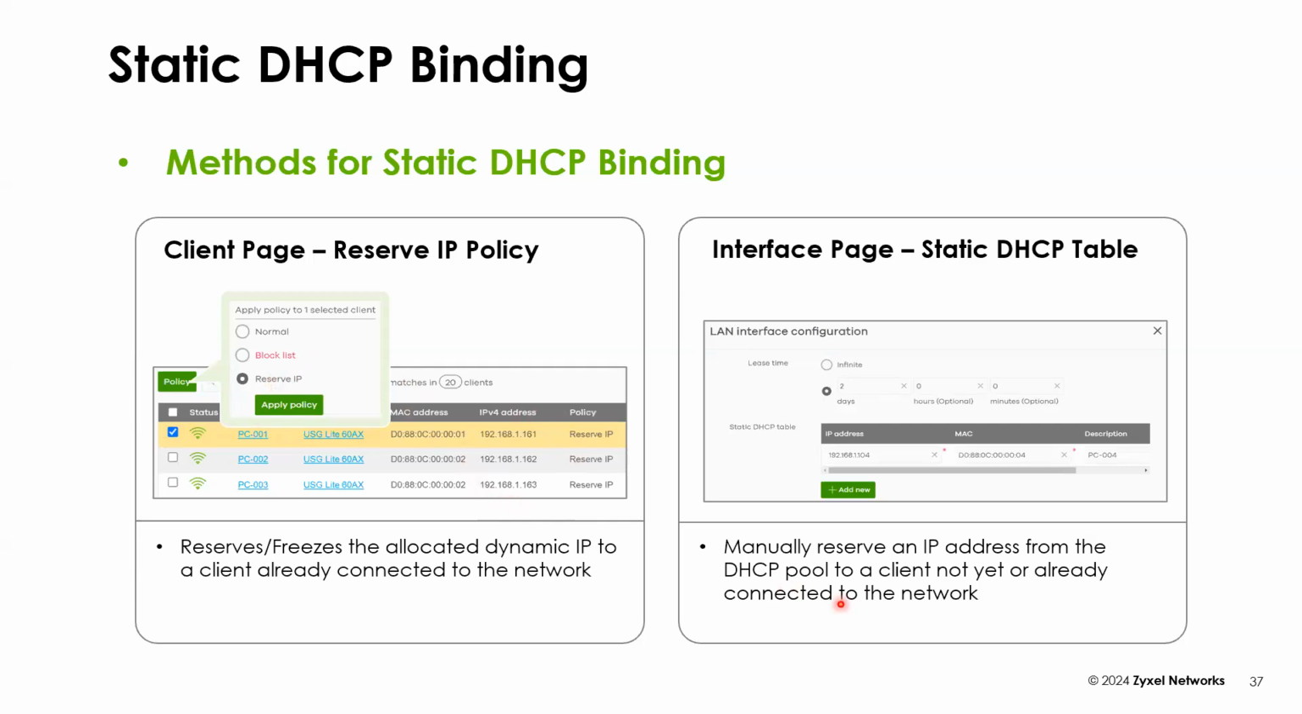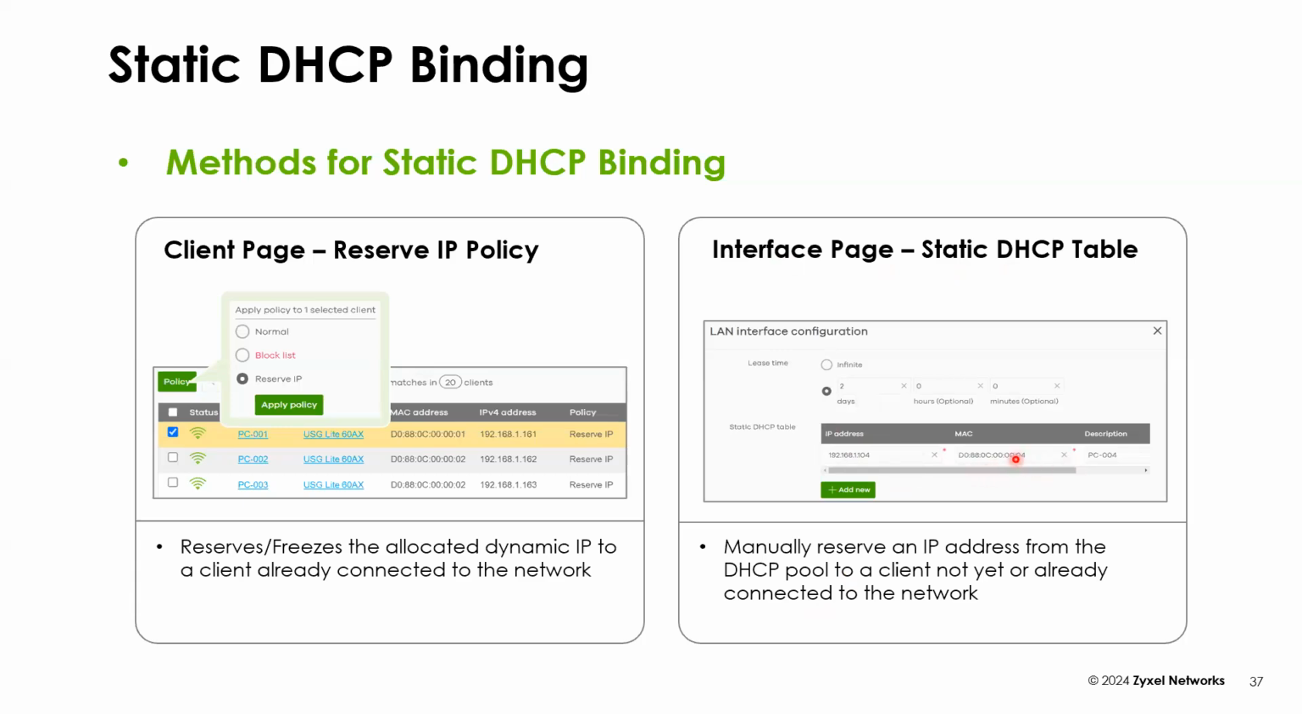So if you want to manually be able to specify a specific IP address for a specific device, instead of using the client page and the reserve IP policy, you go to the interface page for your USG Flex or your USG Lite, and then choose the static DHCP table. This requires a little bit of extra work though, because you have to type in the IP address you want the device to have, and you must also type in the MAC address of the device.